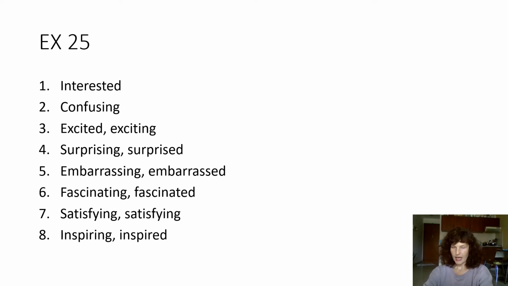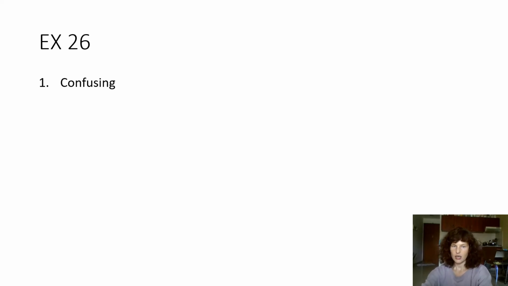Okay, and then the last one we have here is exercise 26. The street signs in our city are confusing. The drivers are frustrated. So here, to be honest, it's possible you could say the drivers are frustrating, right? But I think we're relating sentence 2 to sentence 1. Why are they frustrated? Because the signs are confusing. You could say that the drivers are frustrating if people drive crazy, right?